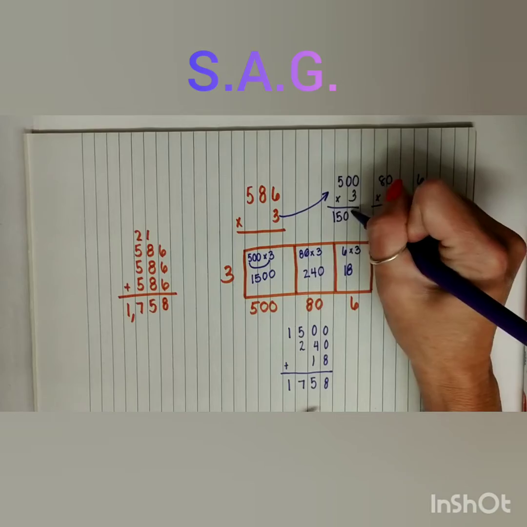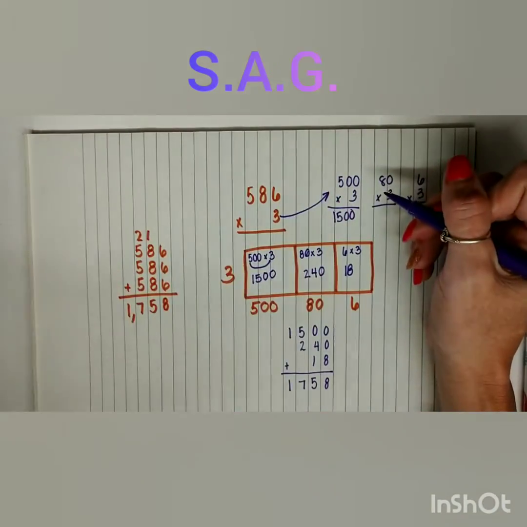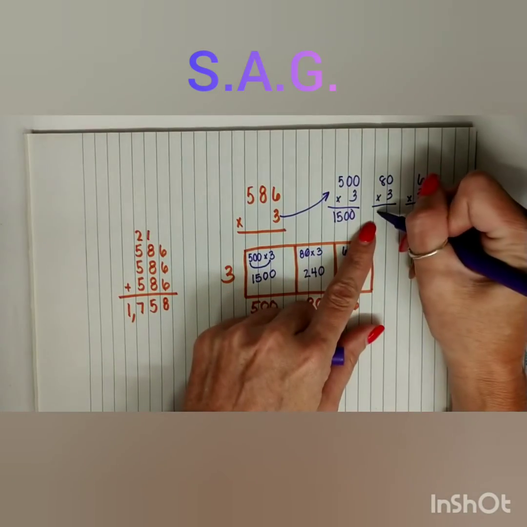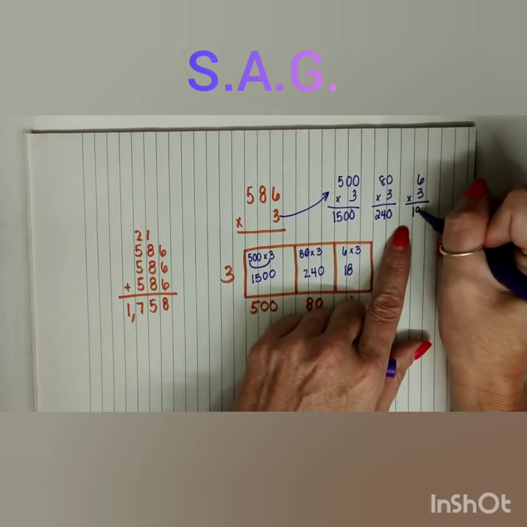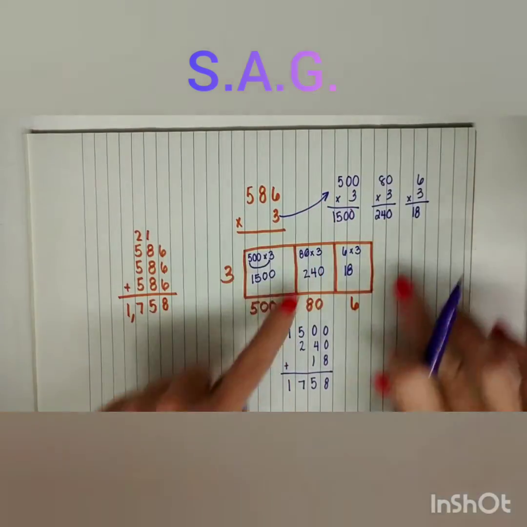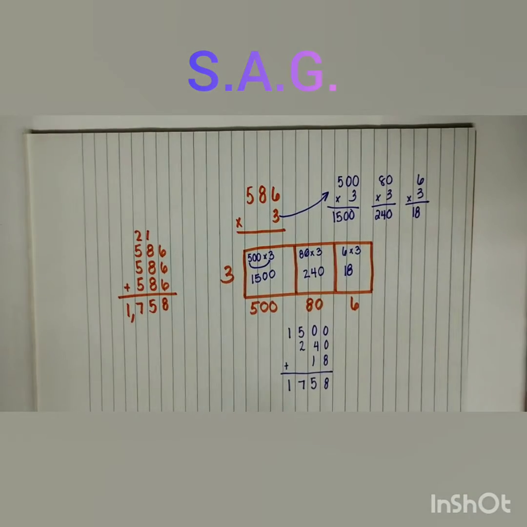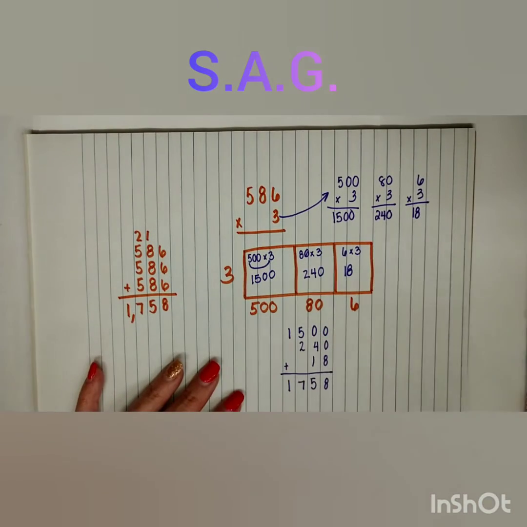So this is 1,500, because this is mental math. 5 times 3, you should know that. 8 times 3 is 24, 1 zero, and 6 times 3 is 18. And then you're at the same point where you're here, and you add them together. So this is a strategy for solving multiplication.